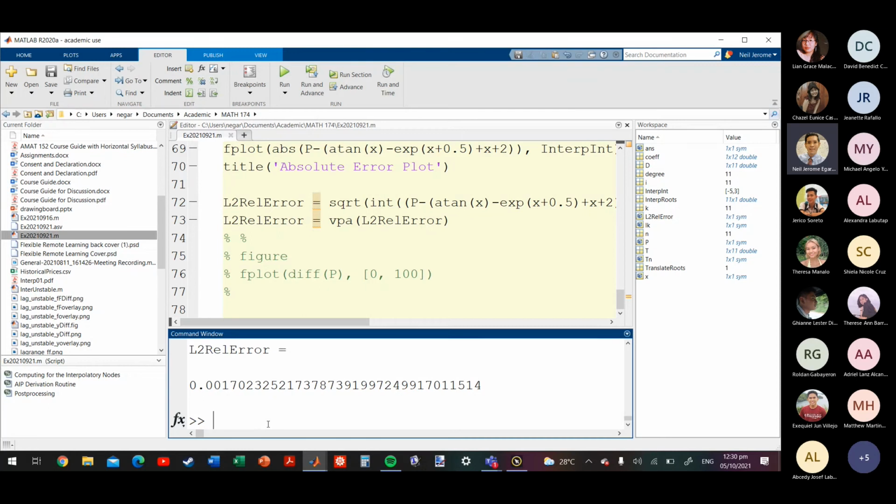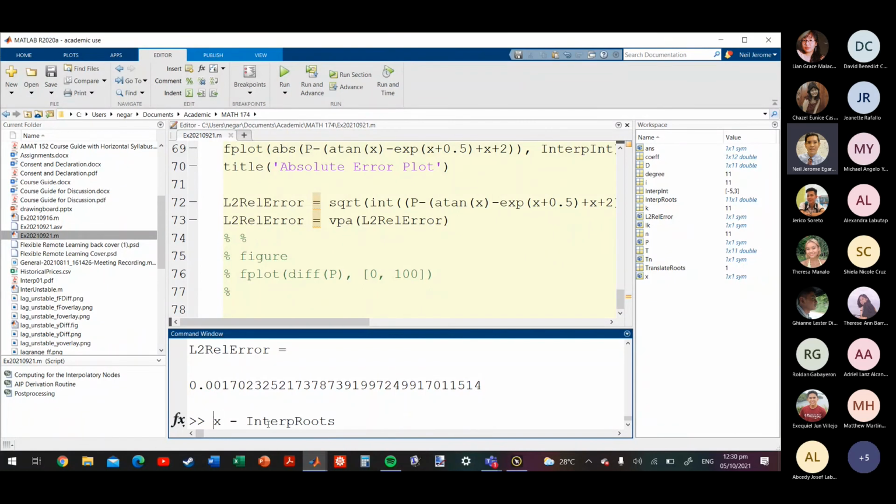Now, may follow-up question dun sa module, pinapahanap ano yung L2 norm ni omega. So kailangan muna nating i-define si omega. So ano ba si omega? Siya ay product ng mga x minus x_k. Pero yung x_k natin dito ay translated roots ng Legendre polynomials. So anong tawag natin sa kanila? So pwede kong gawing x minus interp roots. So yung interp roots, sila yung translated roots ng Legendre polynomial.